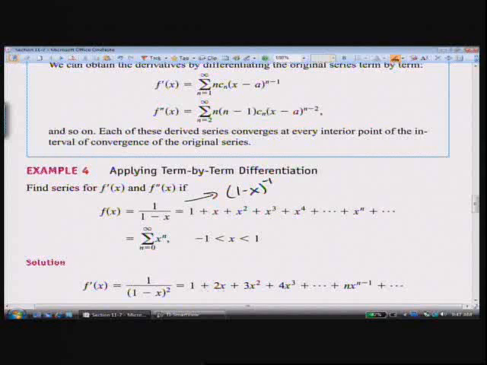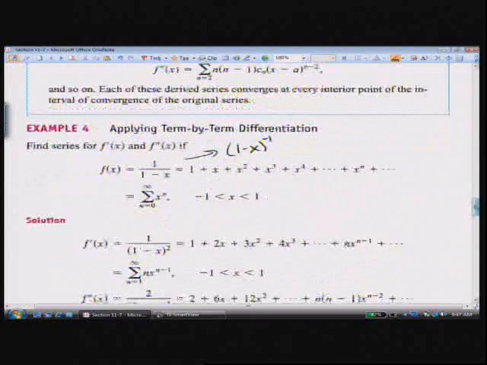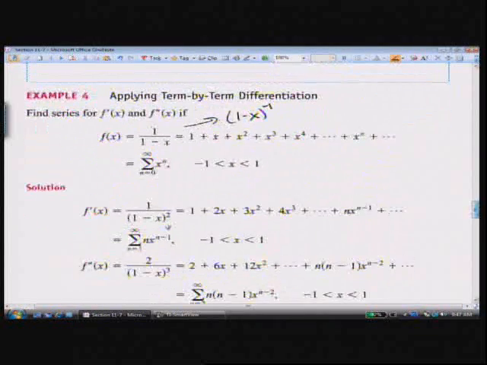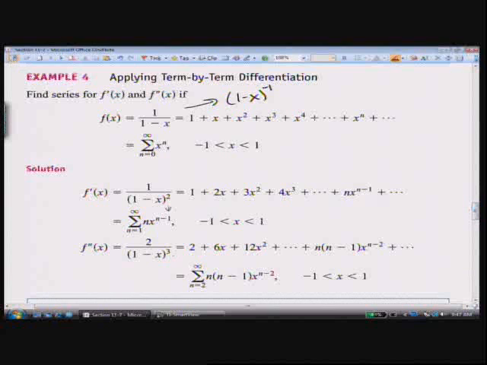And then you can take the derivative of each of these pieces. The derivative of 1 is 0. This will be 1, and then 2x, and then 3x squared, and then 4x cubed. So again, you were able to describe this function, 1 over 1 minus x squared, as a power series. It's kind of interesting. Okay? And then the second derivative, same thing. This function can be described in a new way. It's kind of exciting.